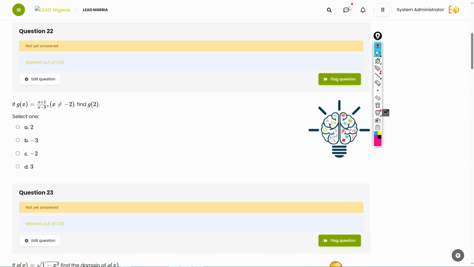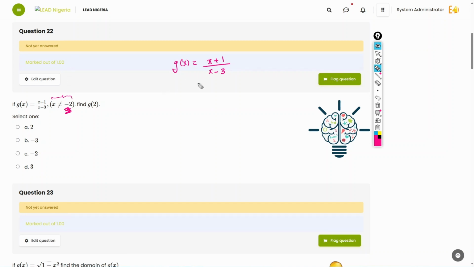All right, question 22 says, g of x is equal to x plus 1 over x minus 3, where x is not equal to minus 2. Again, for a lot of these questions, the restrictions are wrong, right? So this restriction should have been x is not equal to positive 3 rather.